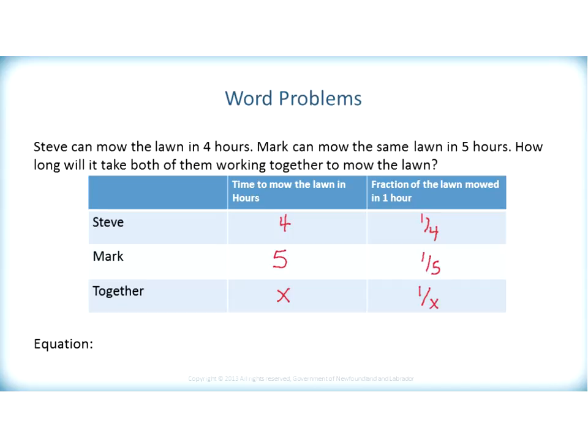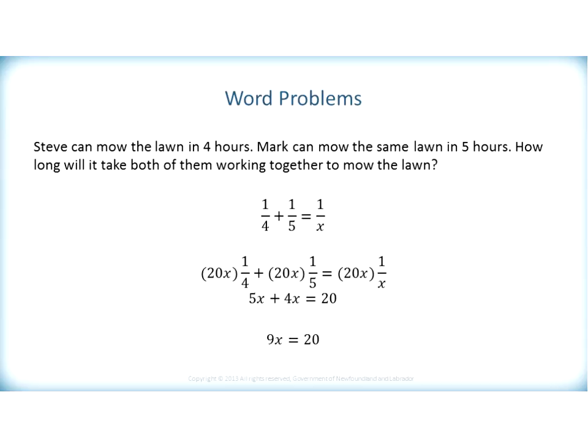So the equation would be Steve plus Mark will equal what they can do together. And so we have 1/4 plus 1/5 equal 1 over x. So if we continue here, we find that the lowest common denominator will be 20x.